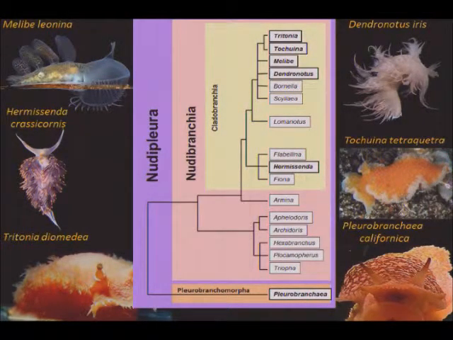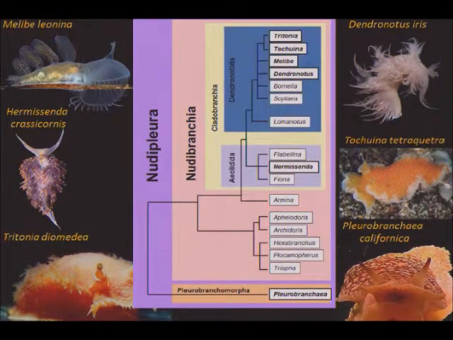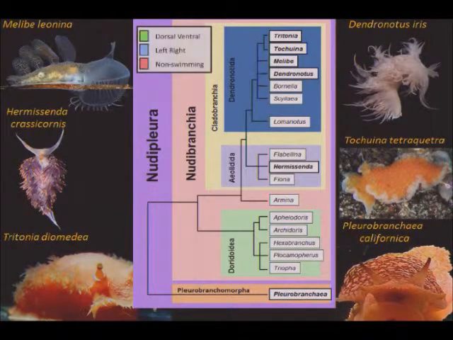These 5 nudibranchs form a monophyletic clade called Cladobranchia. They can be subdivided into two clades. So there's aeolids, which Hermissenda belongs to, and then there's the dendronotids, which Dendronotus, Melibe, and Tritonia all belong to. There's a third clade down here, the dorids, which I'll just mention briefly.